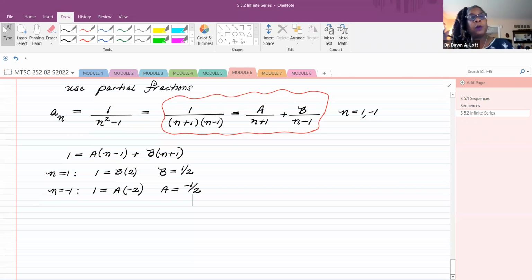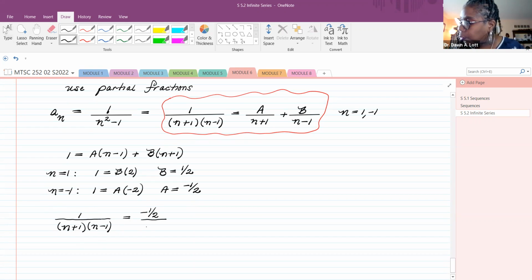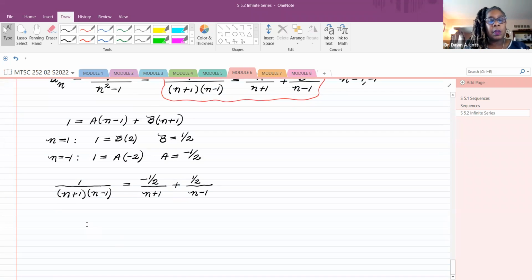Okay, so now that we have that, we have the sum. So now we have 1 over n plus 1 times n minus 1 is equal to negative 1/2 over n plus 1 plus 1/2 over n minus 1. Any questions? Okay.